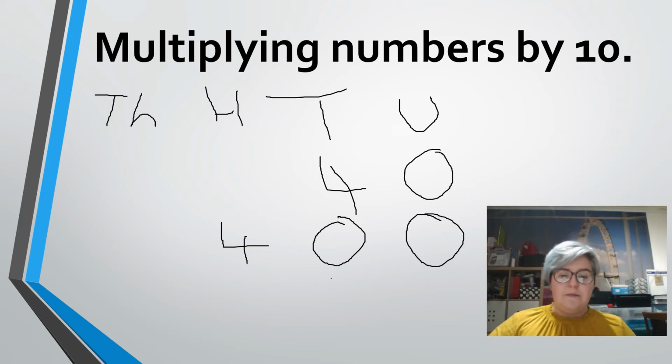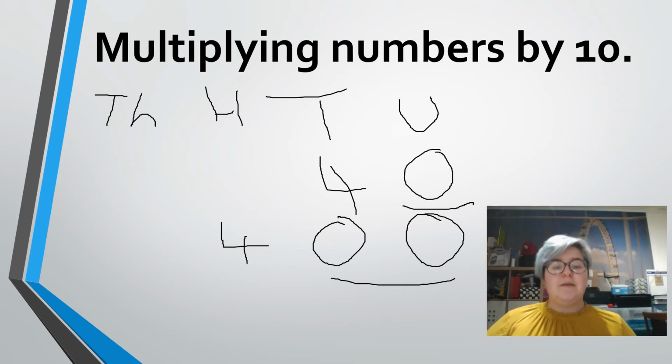Have you noticed that, boys and girls? So there was already a 0 in 40, but when we times it by 10 more, we need to add another 0 to the end, and this is where we were getting confused.